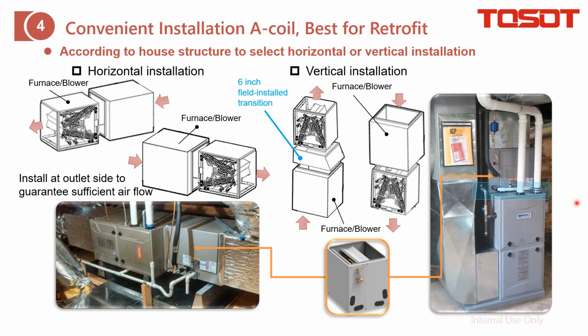It is this one, which means if the A coil is located at the upper side of this furnace, we require installing at least a 6-inch transition. The purpose of this is just to guarantee the air volume can fully flow into this A coil. Besides, we worry about the drain pan, which is this one. It will be too close to the furnace and might melt down just in case.